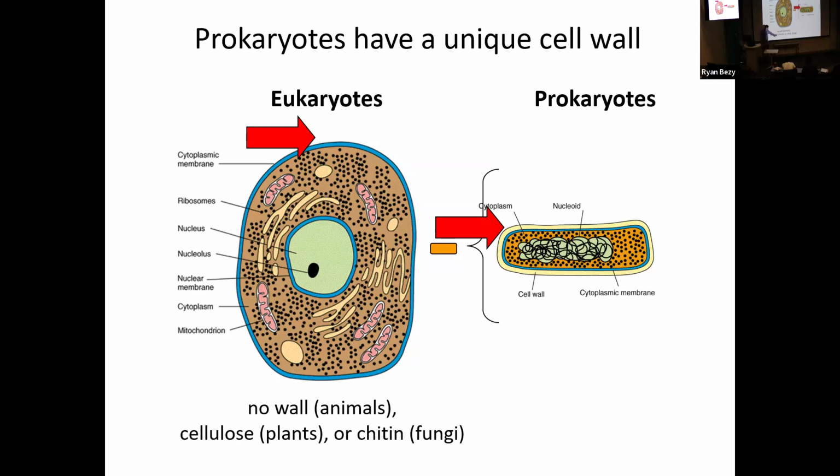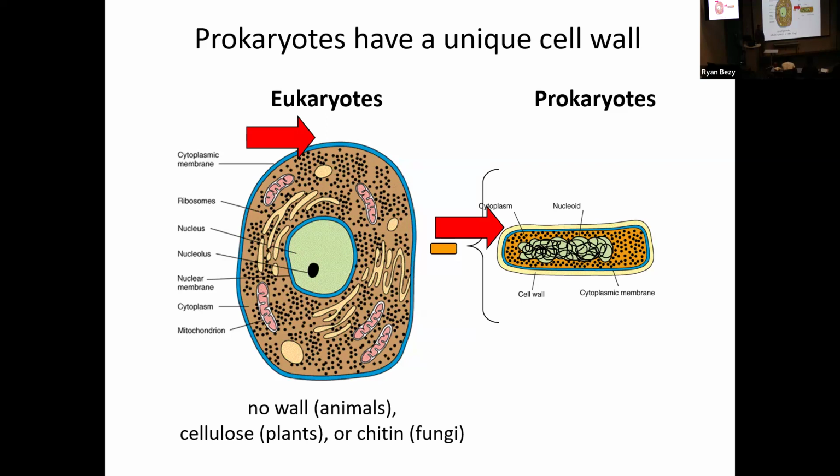But plants, what's the cell wall of plants? Cellulose. And then fungi cells have a cell wall made out of a substance called chitin as well. So different eukaryotes do different things for their cell walls. That's not really what the difference here is.